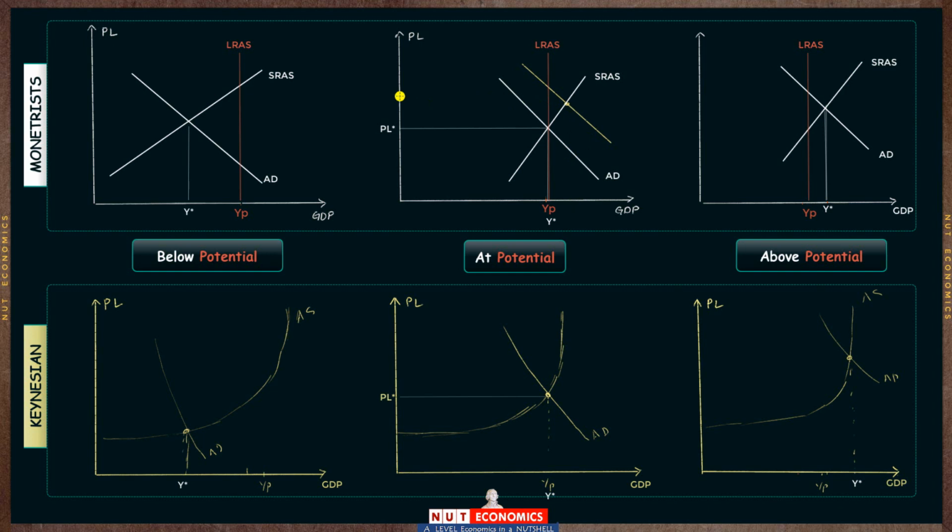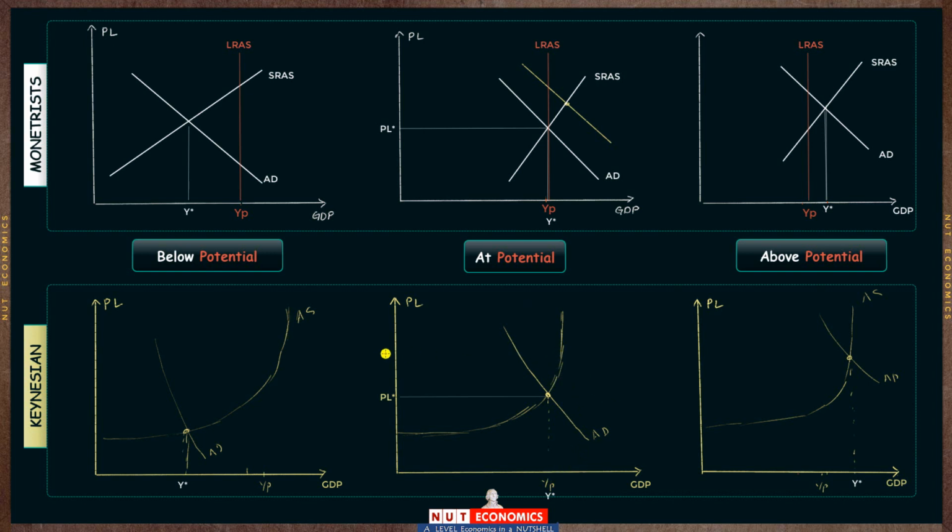Now you can do the same analysis in this Keynesian version. Start off at your potential GDP, increase your aggregate demand, and this graph will also show you that your GDP will increase, whereas your price level will increase as well.